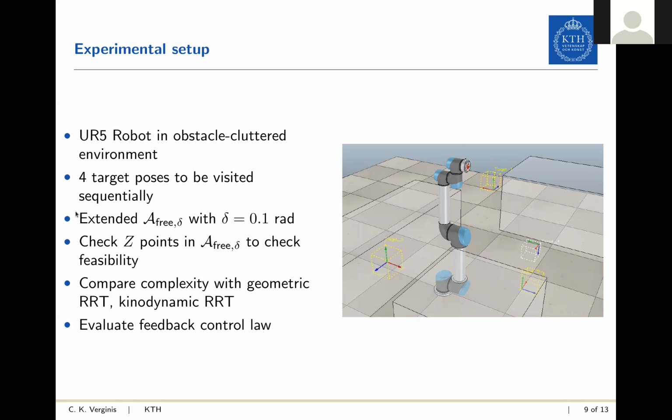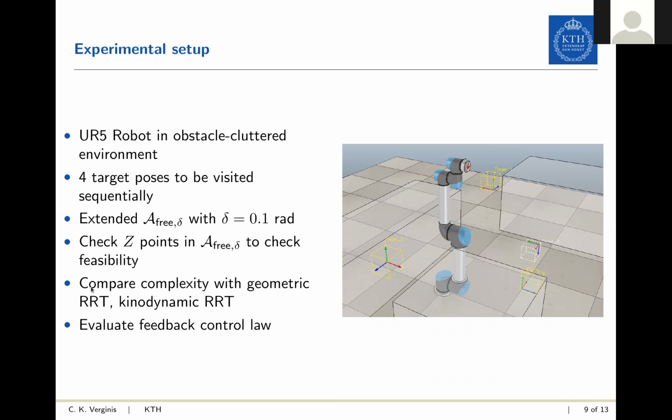We assumed that the extended free space was formed with 0.1 radians as a bound. And since we cannot form a proper distance metric for the whole manipulator, in order to check the feasibility of the extended free space, we simply check a number of points here denoted by Z to see if the extended space is actually safe.